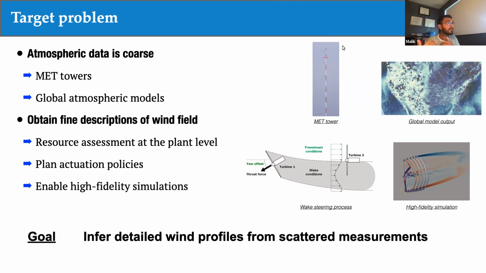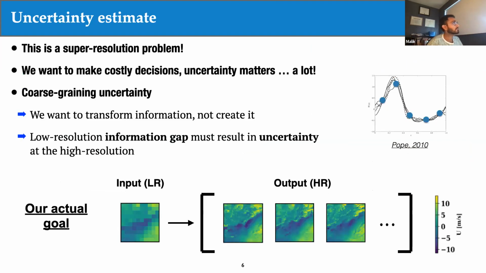And finally, if you want to enable high fidelity simulation, now you need initial conditions at a much smaller scale than the wind turbine. And so the task we have here is to increase the resolution of the wind fields using low resolution inputs. So this is nothing else than a super resolution problem, and there is a bunch of methods we can use for that.